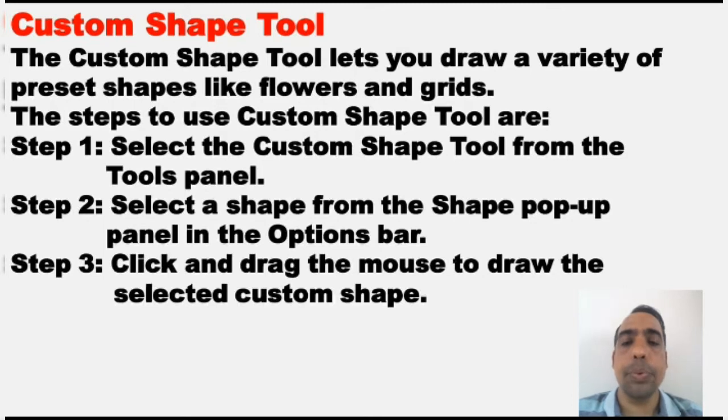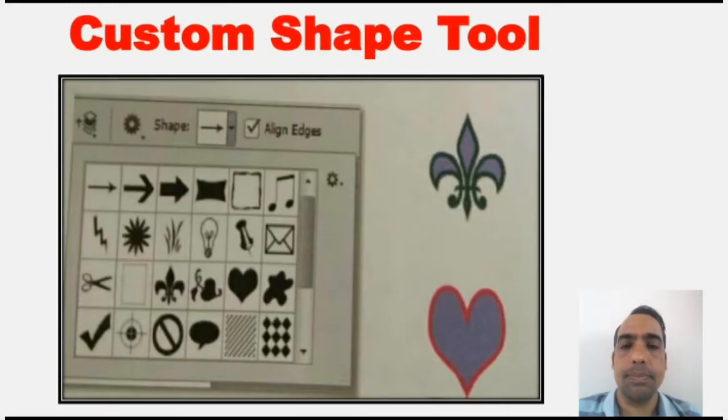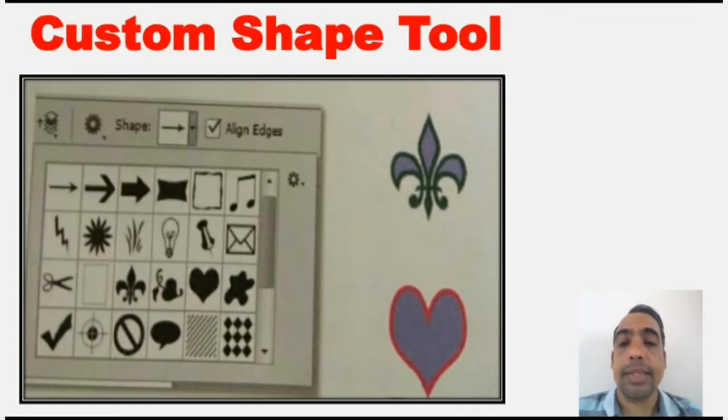The steps to use custom shape tool are: Step 1. Select the custom shape tool from the tools panel. Step 2. Select a shape from the shapes pop-up panel in options bar. Step 3. Click and drag the mouse to draw the selected custom shape. Now you can see examples of custom shape tool.